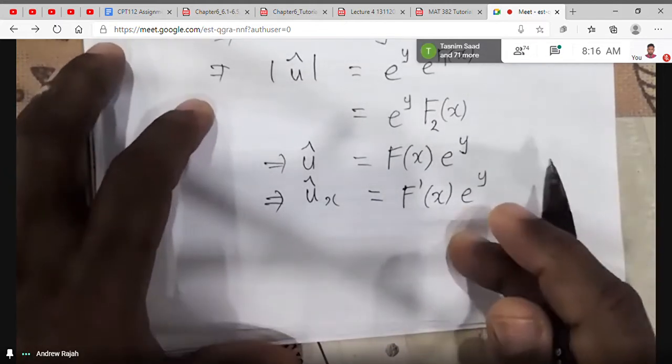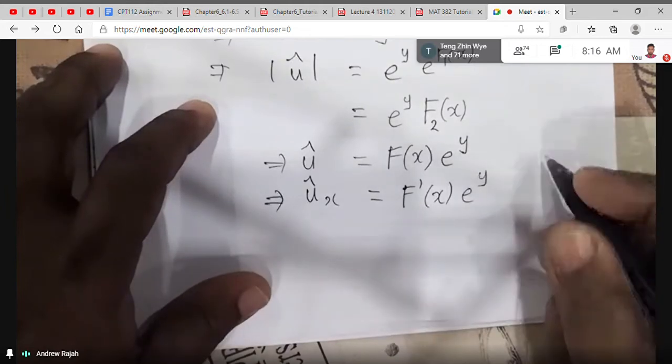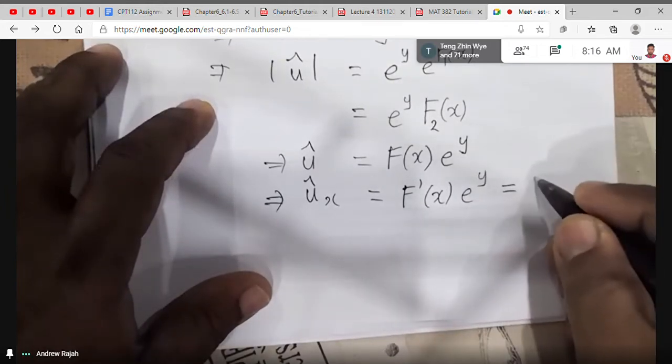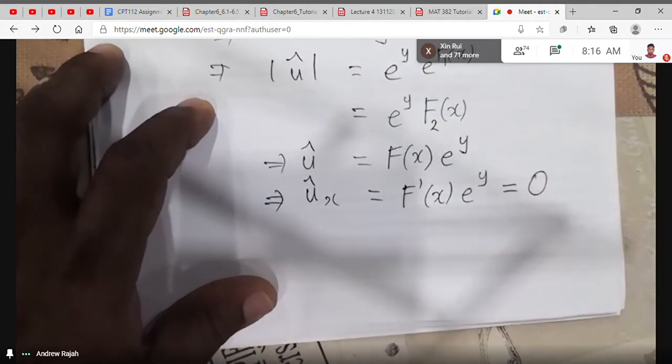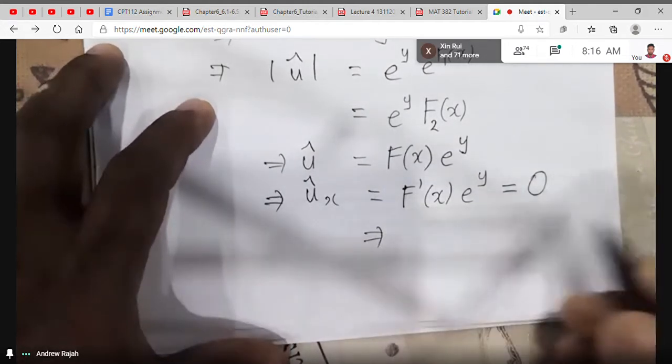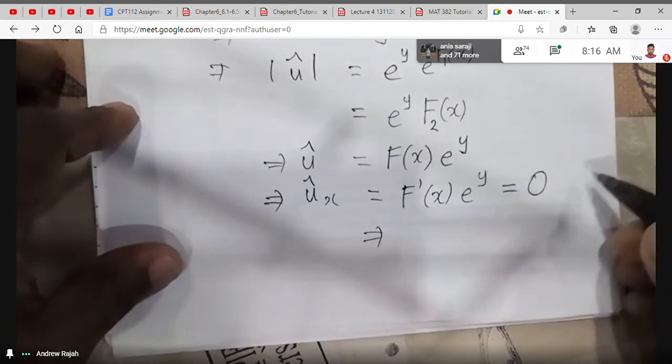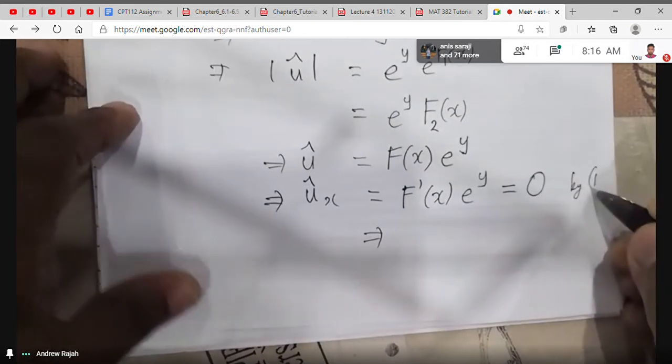But you are given that this is equal to 0. Right? Yeah. Correct. This is by equation 1.